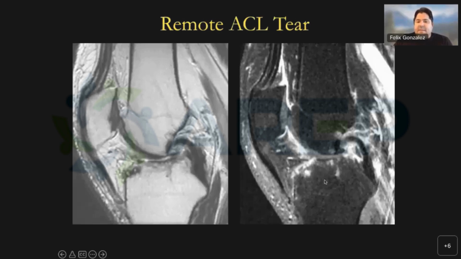And commonly I see that as well. This is an atrophic ACL, or completely resolved ACL. The fibers can completely disappear. You don't even have visualization of the fibers anymore.